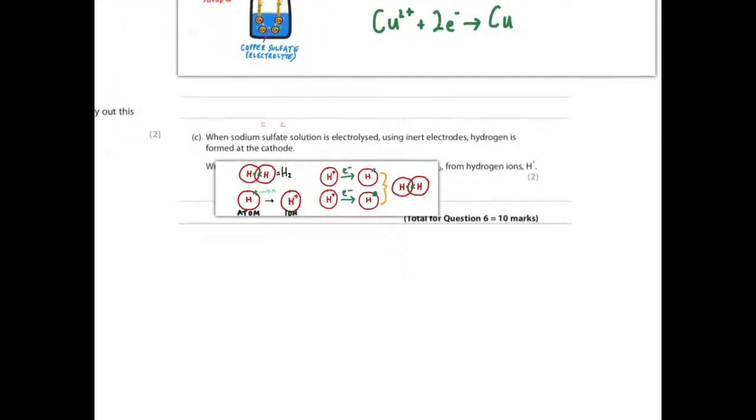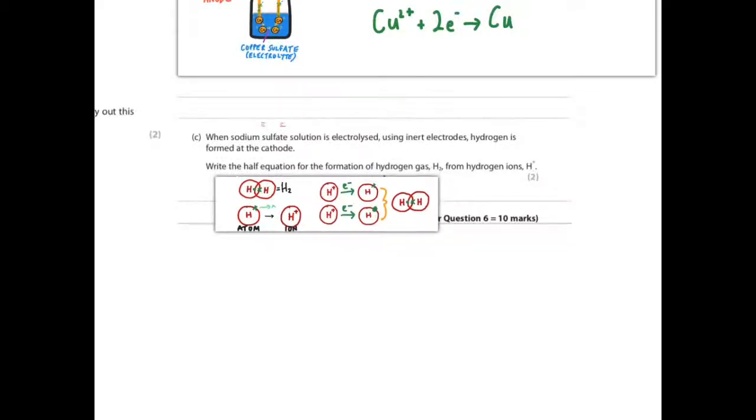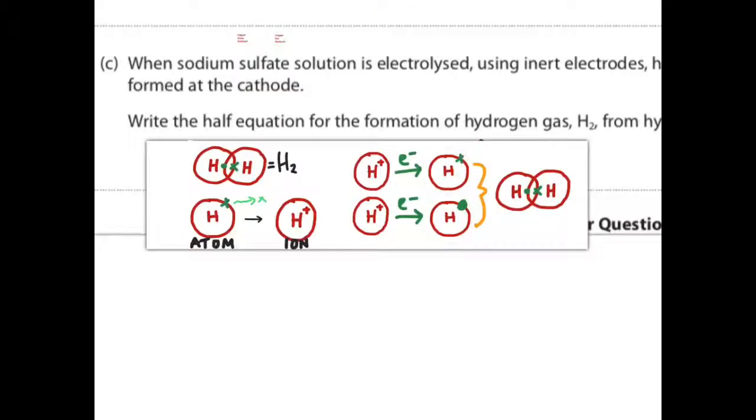Right. When sodium sulfate solution is electrolyzed using inert electrodes, hydrogen is formed at the cathode. Write the half equation for the formation of hydrogen gas from hydrogen ions, H+. Well, firstly, you need to know that hydrogen is always a diatomic molecule as a gas. That means it's a molecule that contains 2 atoms. All gases in the periodic table, all elements which form gases, are diatomic: nitrogen, oxygen, hydrogen, chlorine, fluorine. The only exception are the group 0 stable gases, the inert gases or the noble gases, because they don't react.